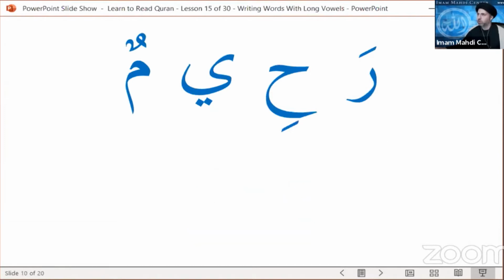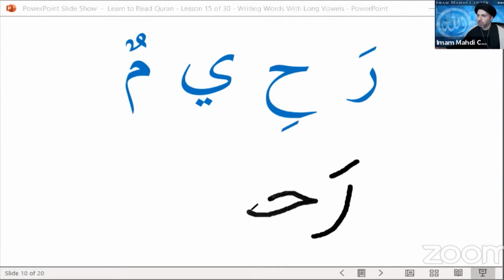Now we will write it ourselves. So first we write our ra with its fatha, and we have to leave a space because ra does not connect on its left. Then the lowercase ha with its kasra, then the lowercase ya with its 2 dots, and then the meem with its 2 dhammas.